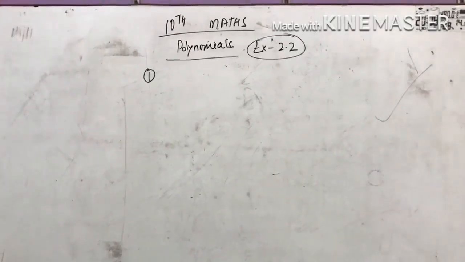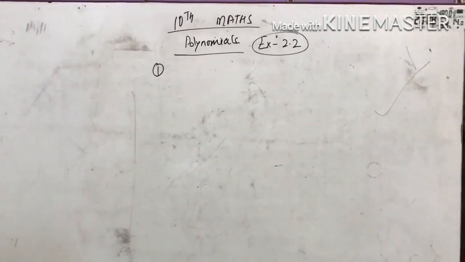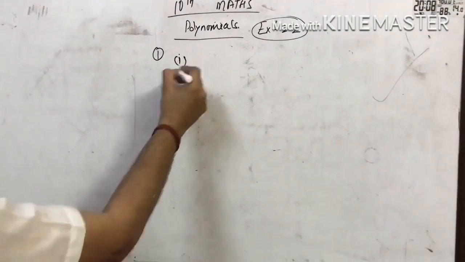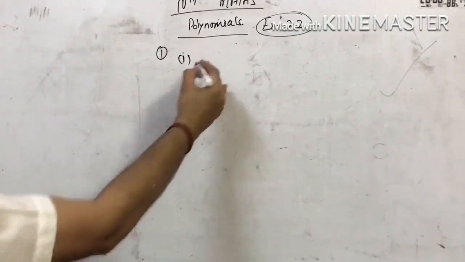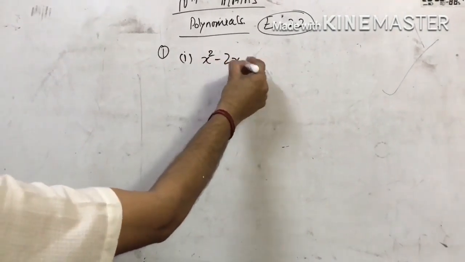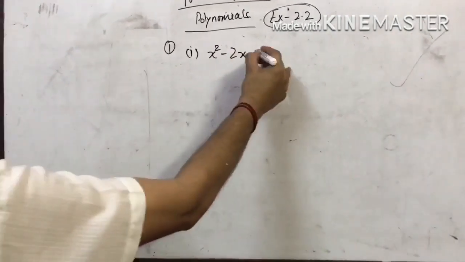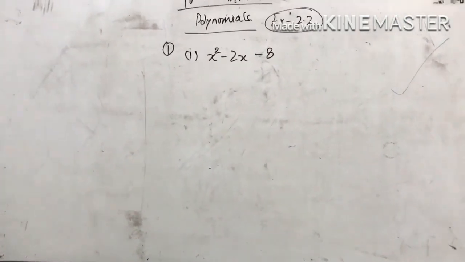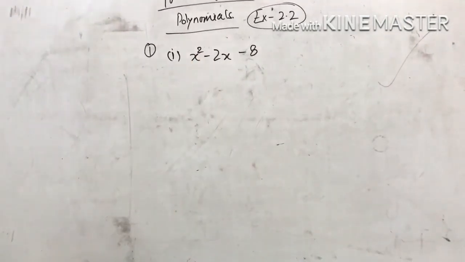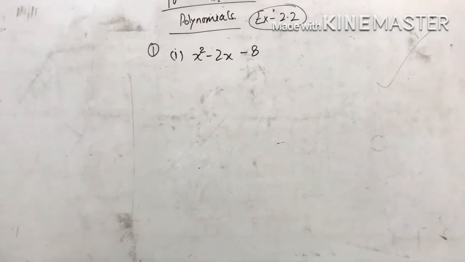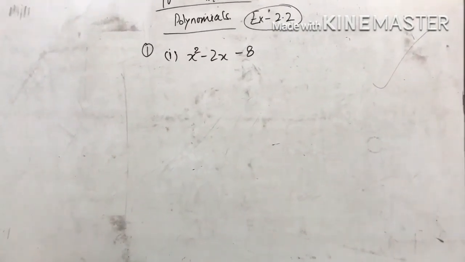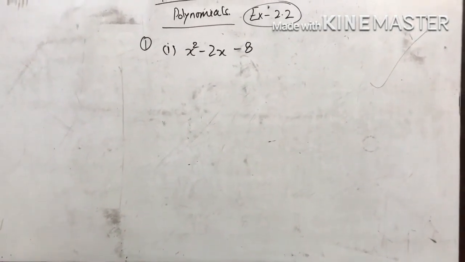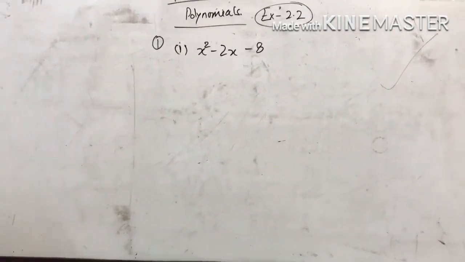Question number 1. Find the zeros of the following quadratic polynomials and verify the relationship also. So question number 1, first part is x square minus 2x minus 8. Please tell me, students, what is the type of equation? Degree is 2. Degree of the polynomial is 2. So which is this polynomial? Which type of equation is this? Okay, right, quadratic. So quadratic equation.